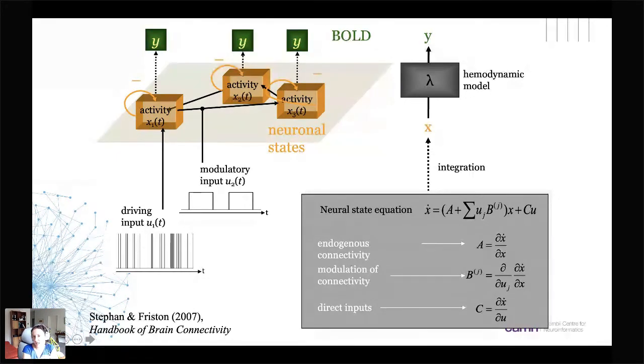So by integrating the equation, you get a time series for X of neuronal activity that you can then pass through a hemodynamic model to generate BOLD data, and then change the parameters to fit the measured data. So we're going to see this example during the tutorial this afternoon taught by Povlas.